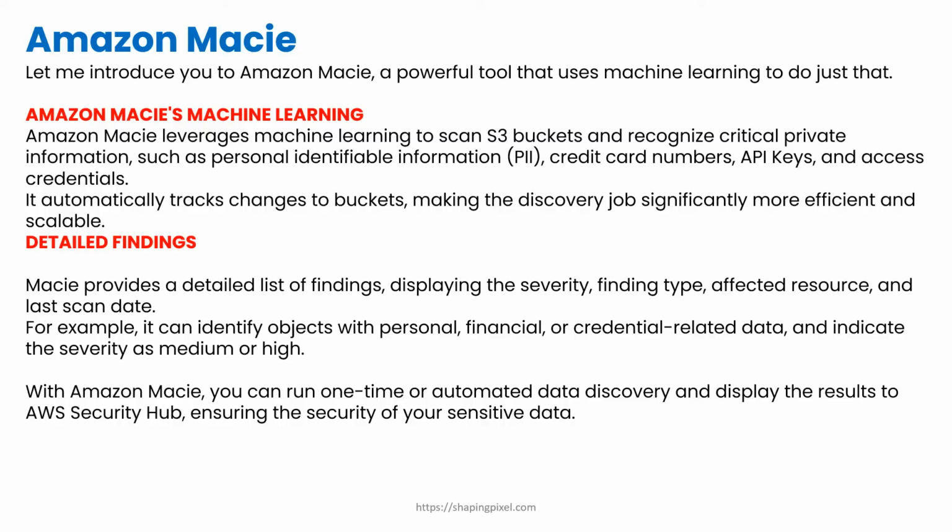It automatically tracks changes to buckets, making the discovery job significantly more efficient and scalable. Macie provides a detailed list of findings displaying the severity, finding type, affected resource, and last scan date. For example, it can identify objects with personal, financial, or credential related data and indicate the severity as high, medium, or low. With Amazon Macie, you can run one-time or automated data discovery and display the results in AWS Security Hub, ensuring the security of your sensitive data.